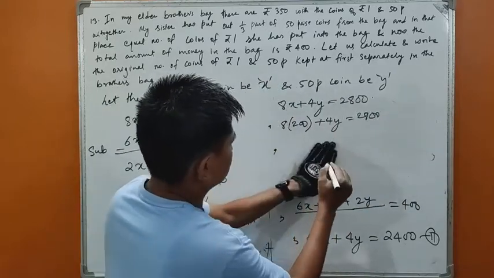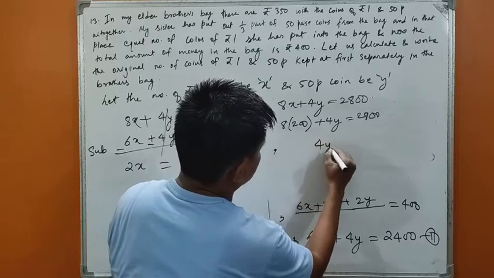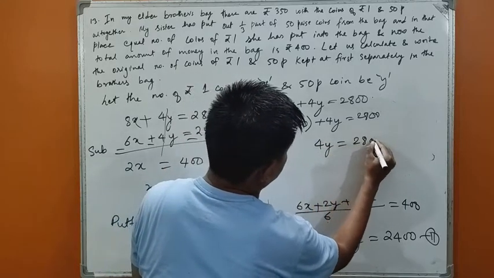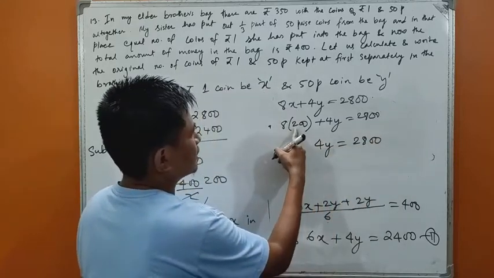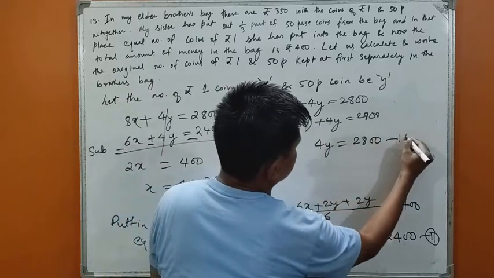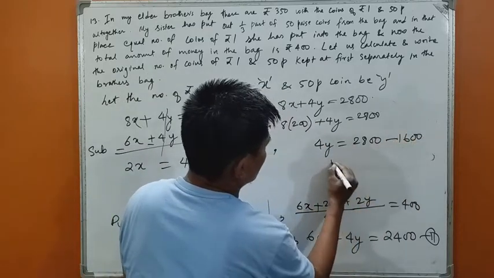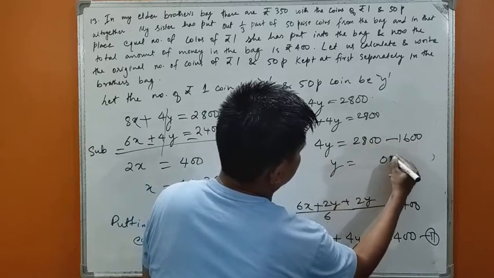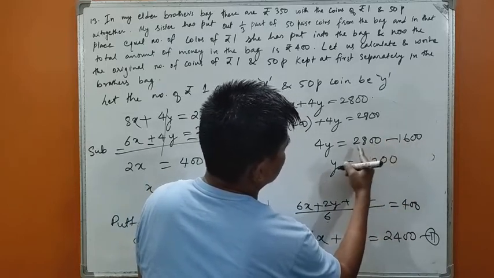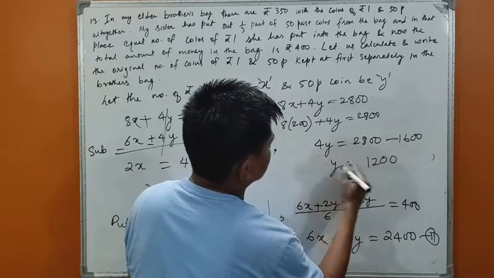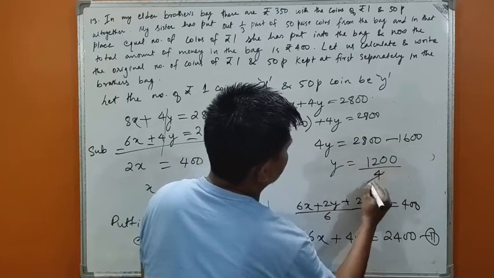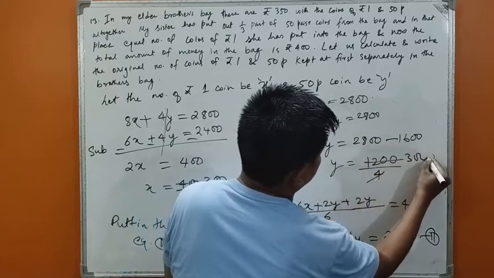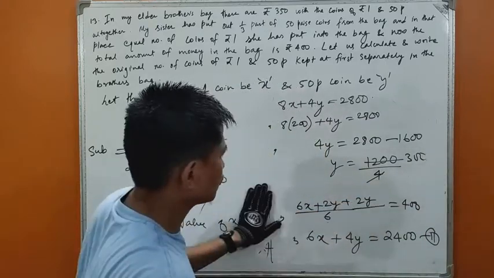So 4y equals to 2800. 8 into 200 is 1600, becomes minus 1600 on the right hand side. 8 minus 6 is 2. 2 minus 1 is 1. 1200. This 4 comes to the denominator. 4 into 3 is 12. Double 0. So the value of y is 300, isn't it?